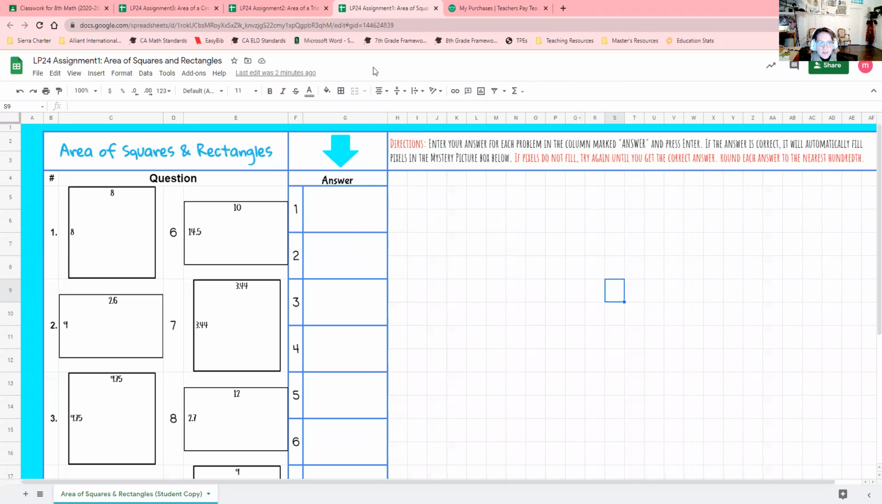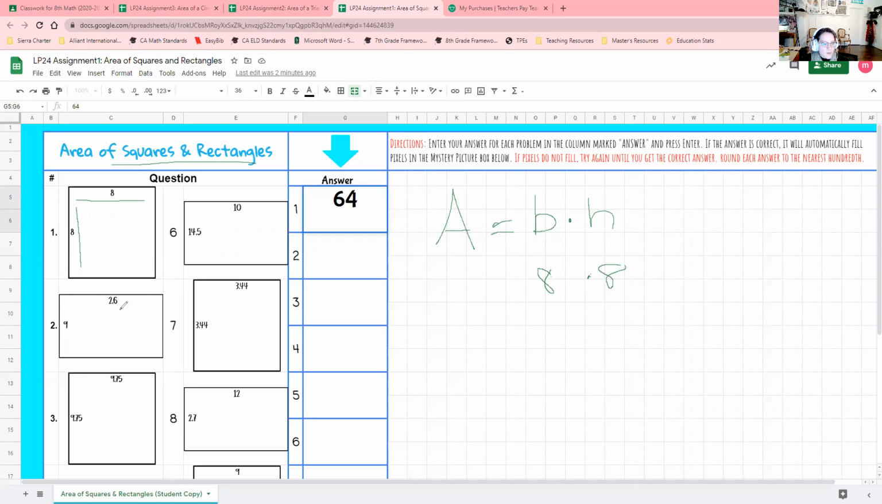This first one looks at the area of squares and rectangles, where area is base times the height. You're going to be given 2 measurements, so our base and our height, 8 times 8. Well, that's going to give us an answer of 64. Boom. Okay, I'll do one more with y'all.